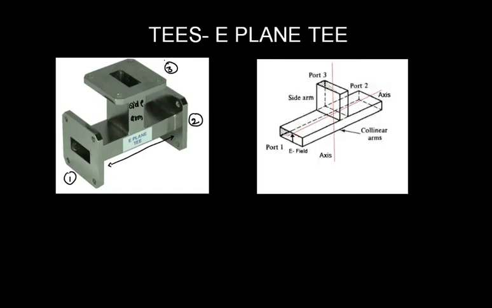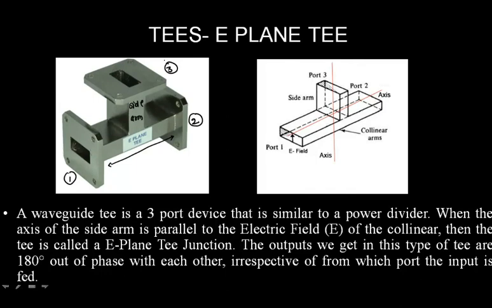Now, very important property here, whenever I'm talking about this E-plane T, why is this called the E-plane T? Now, a waveguide T is a 3-port device that is similar to the power divider. Now, this is the axis of the side arm. Whenever you are putting an electric field into port number 1, the axis of this side arm will be parallel to the electric field. Okay, and that's why it is called the E-plane T.